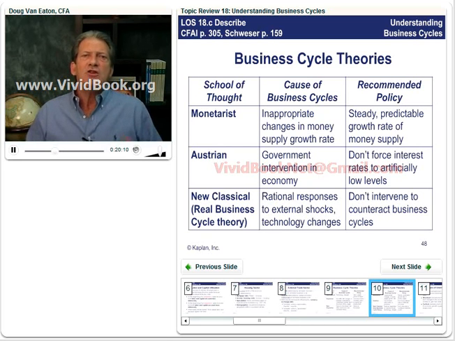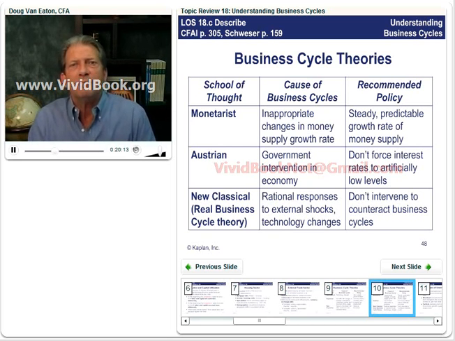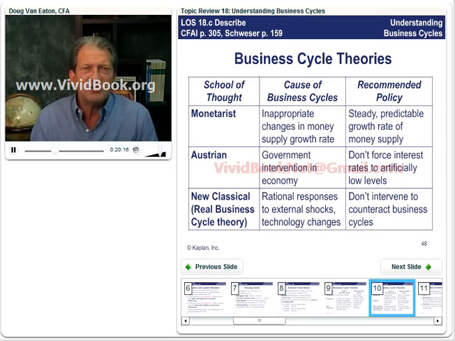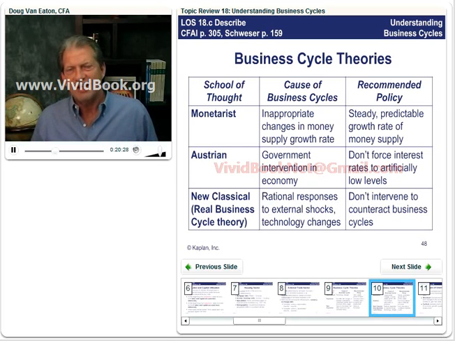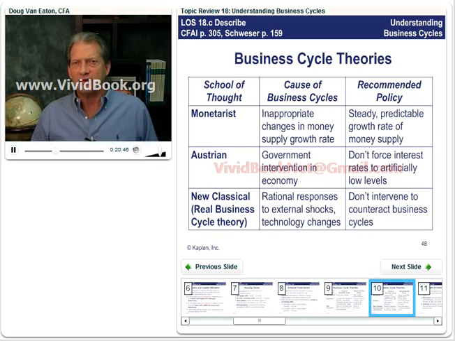And the last one here, New Classical, which is RBC, Real Business Cycle Theory. Well, real business cycle theory is saying that these business cycles are a real phenomenon. Remember, when we're talking about the money supply, we're talking about controlling interest rates, these are monetary variables. They are not real. Real is like actual production and things like this. So these real business cycle theory folks think that these business cycles are rational economic responses to external shocks and changes in technology. And the recommended policy, don't intervene to counteract business cycles.